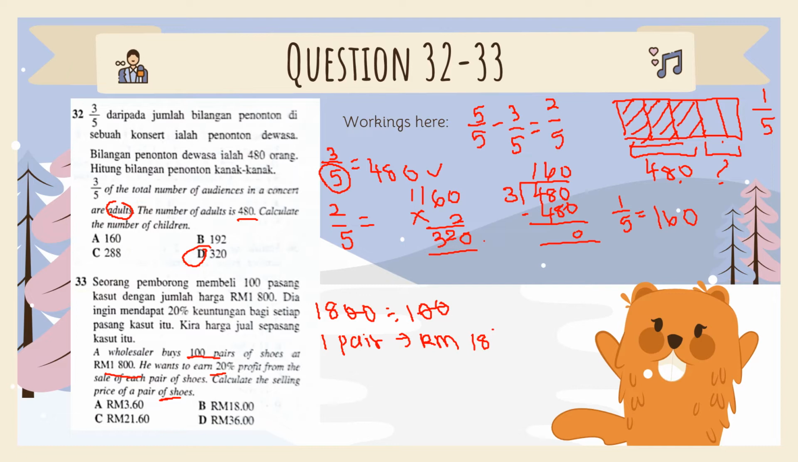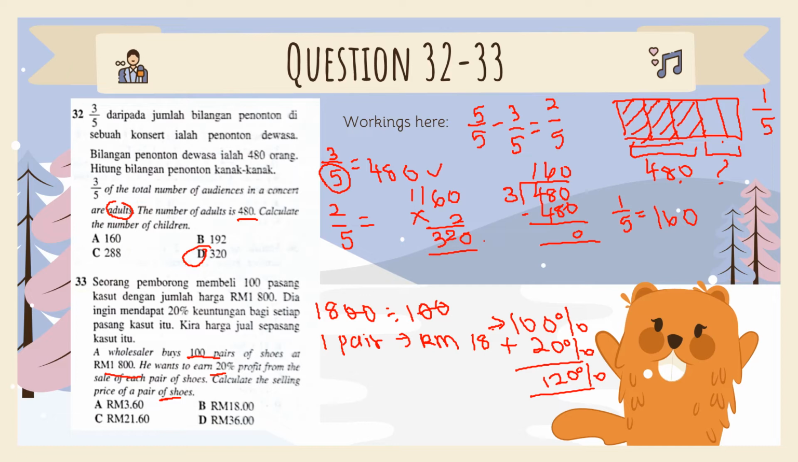So every time you have to remember that cost price equals 100%. So 18 ringgit equals 100%. But now he wants to earn 20% profit, so we add 20% and we will get 120%. So he sold the shoes for 120%.